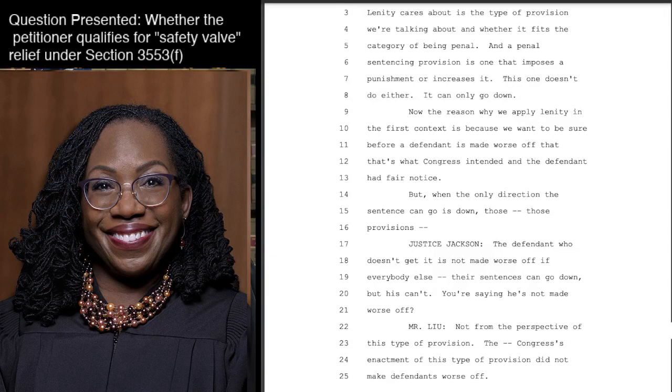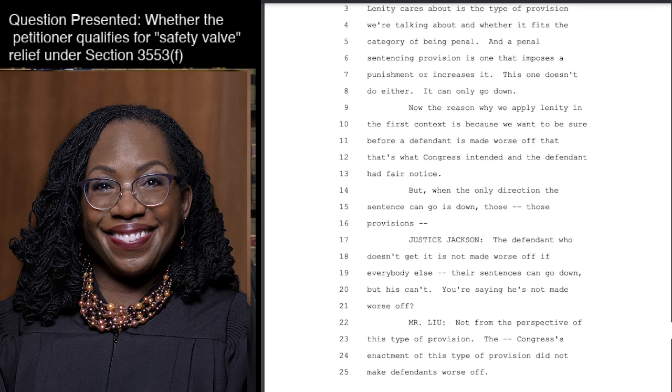Now, the reason why we apply lenity in the first context is because we want to be sure before a defendant is made worse off, that's what Congress intended and the defendant had fair notice. But when the only direction the sentence can go is down, those purposes... The defendant who doesn't get it is not made worse off. If everybody else, their sentences can go down, but his can't.